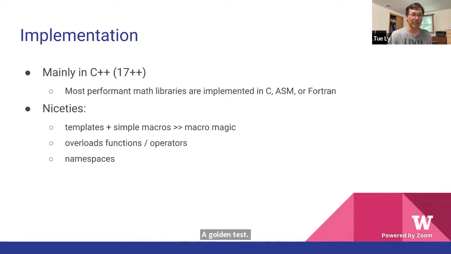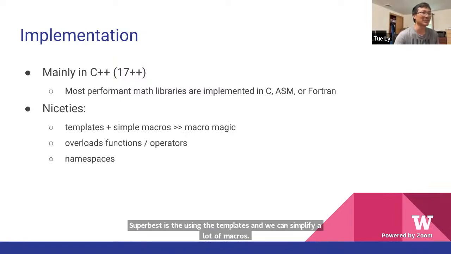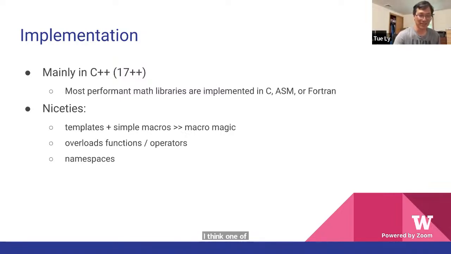Our library is implemented mostly in C++. Right now, I think we use C++17, and it's slightly different from other math libraries, because they are mostly implemented in C and a lot of assembly. There are some nice things in C++, like using templates, and we can simplify a lot of macros. I think one of the hardest things when I was learning how glibc implements math functions is the amount of macros.